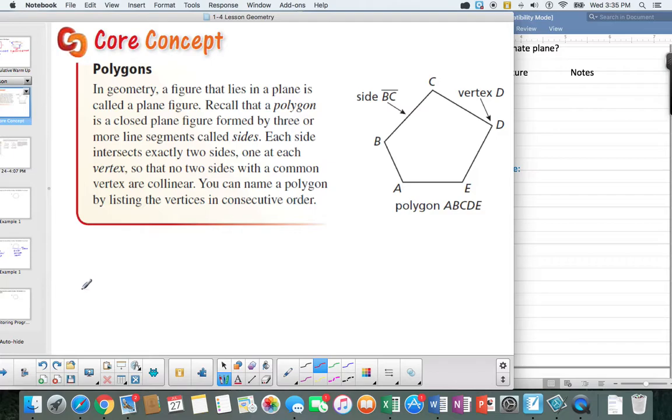Our first vocabulary word is polygon. It's a figure, and it has these different parts. It has sides. It has a vertex, and when you want to pluralize vertex, it's vertices. And this is the polygon. We name it by its vertices, polygon A, B, C, D, and E. As long as you go in consecutive order, you don't really have to start at the letter A.